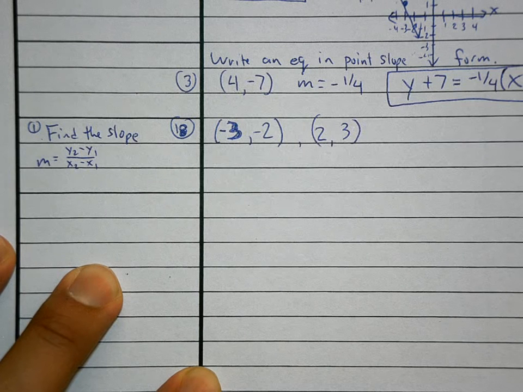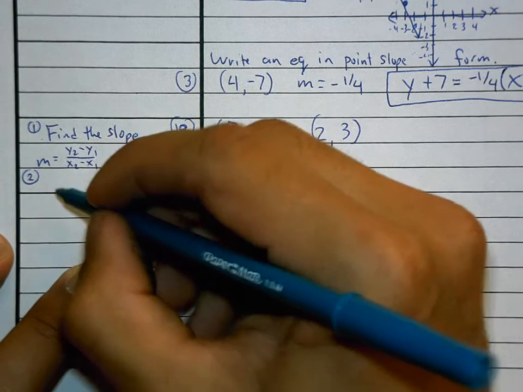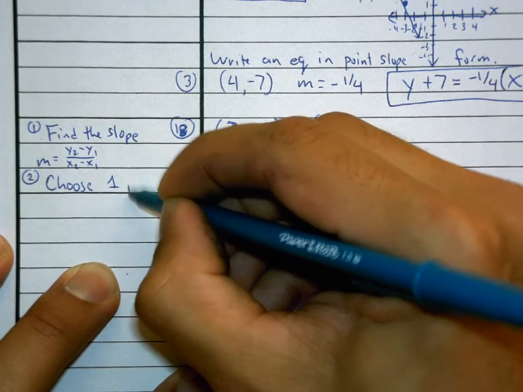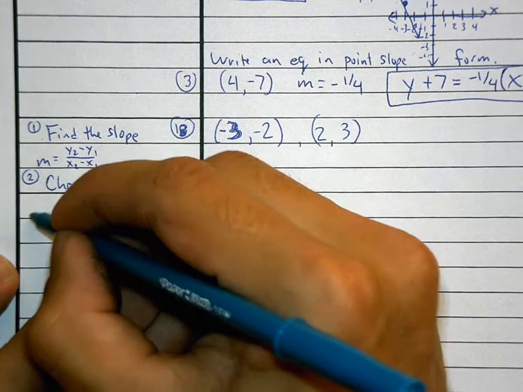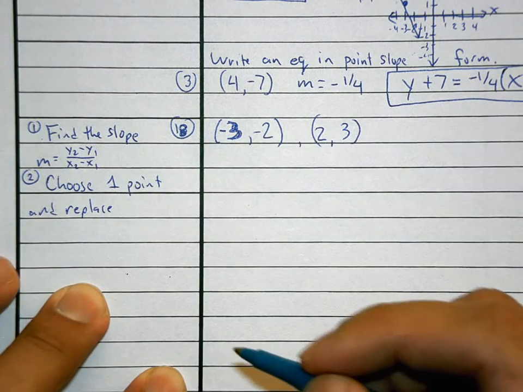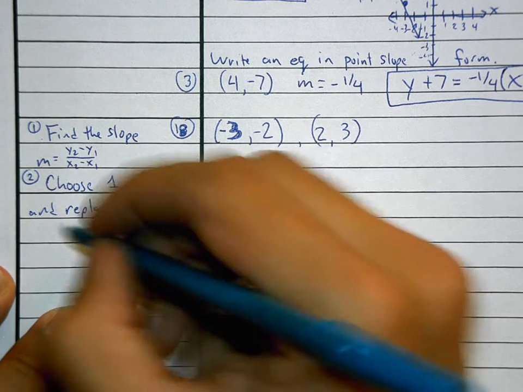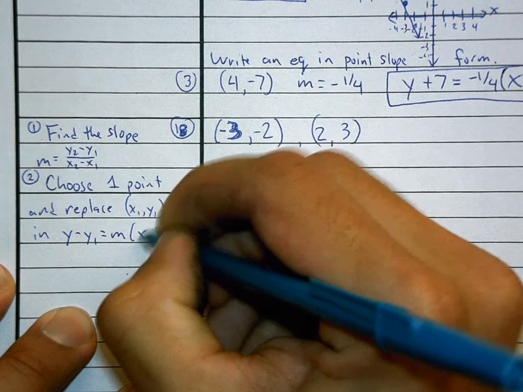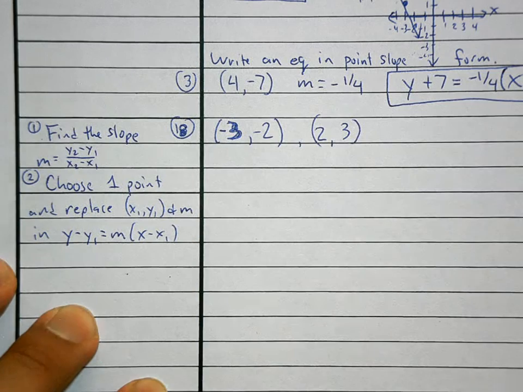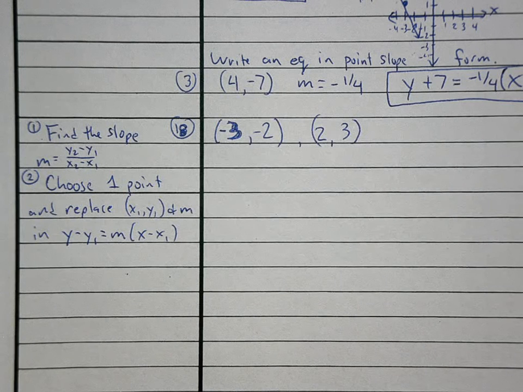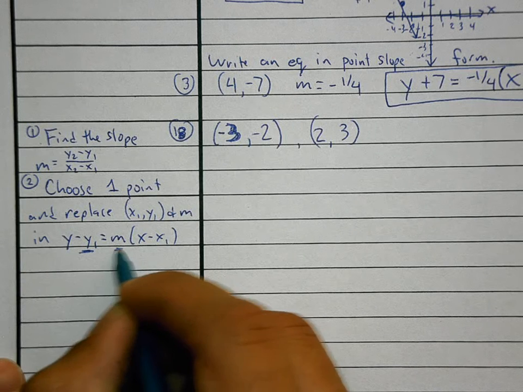First step we have to do is find the slope. The second step that we're going to have to do is to choose one point and replace x1, y1, and m in y minus y1 equals m times x minus x1. And that's our directions. Let me let you write that down. Find the slope. M equals y2 minus y1 over x2 minus x1. And the second thing, choose one point and replace x1, y1, and m in y minus y1 equals m times x minus x1. And if you want to, you can underline this thing and this thing and this thing because that's what you're replacing.